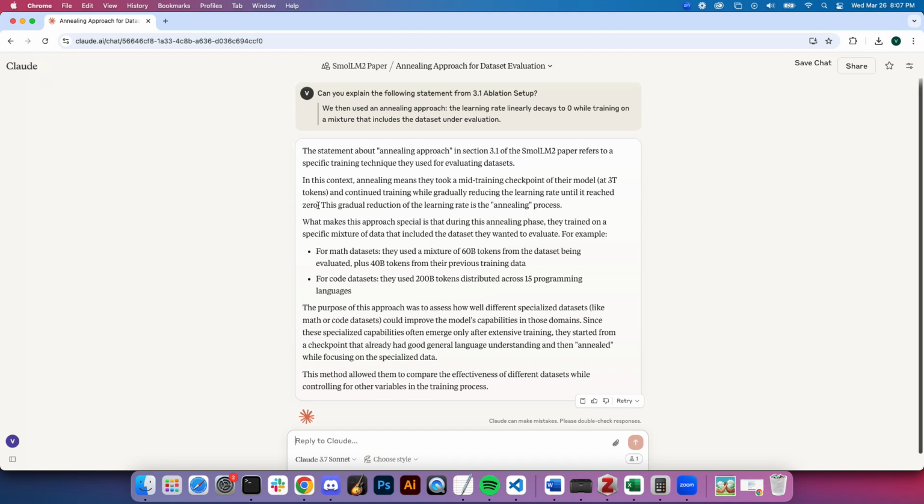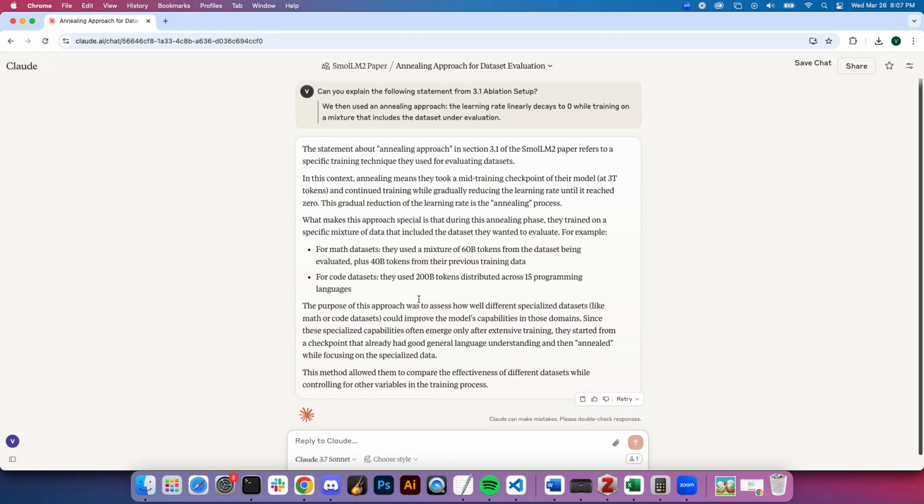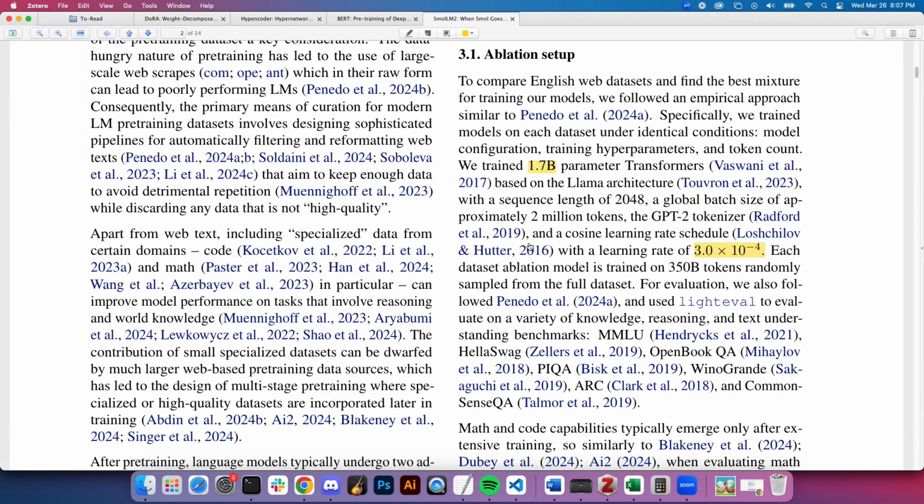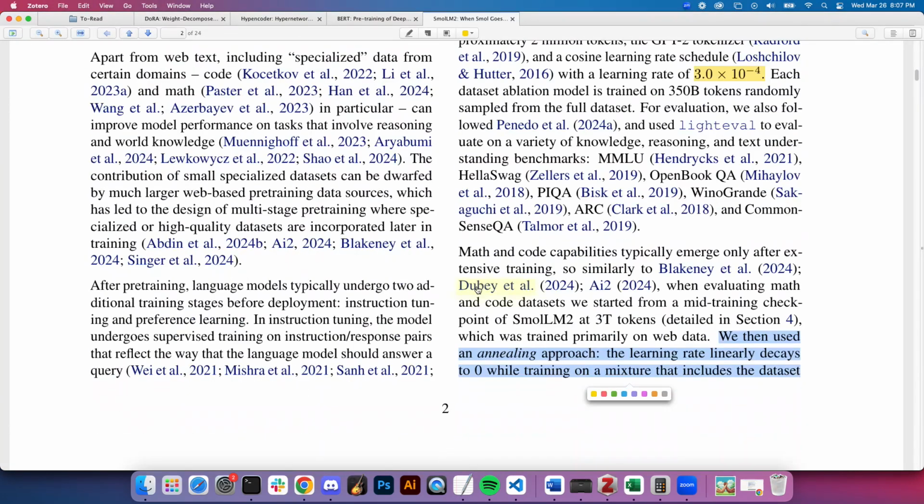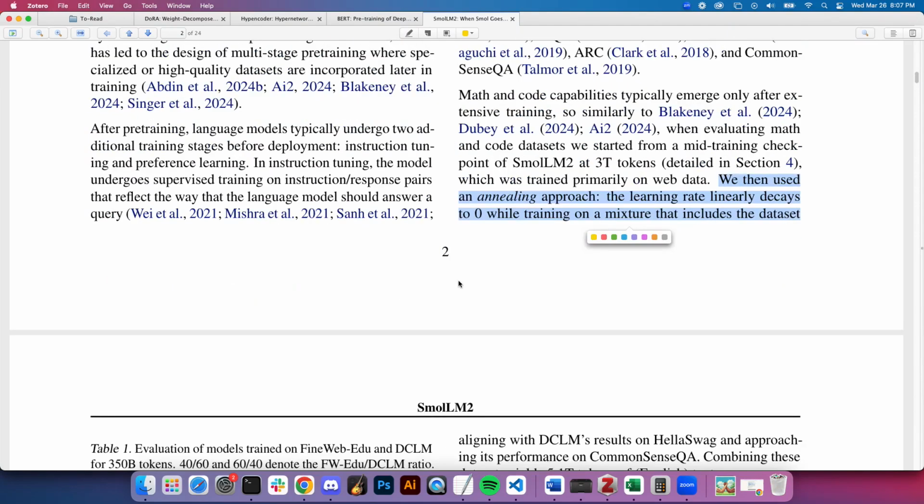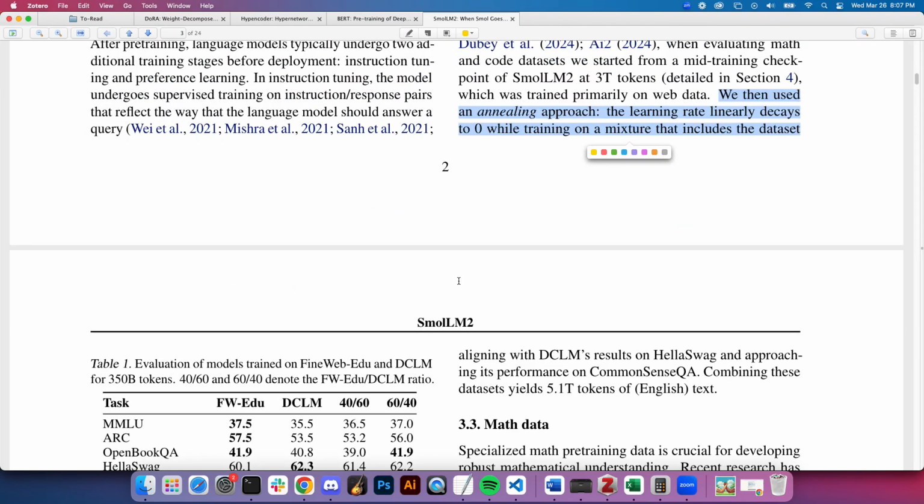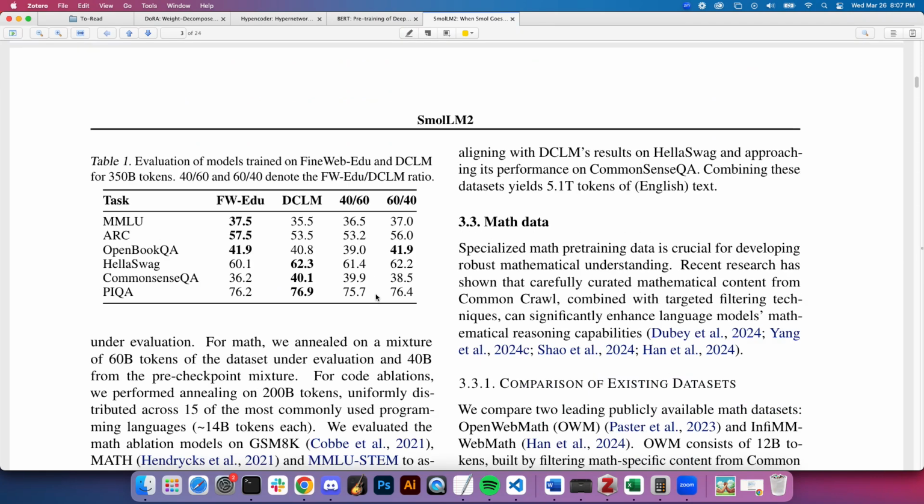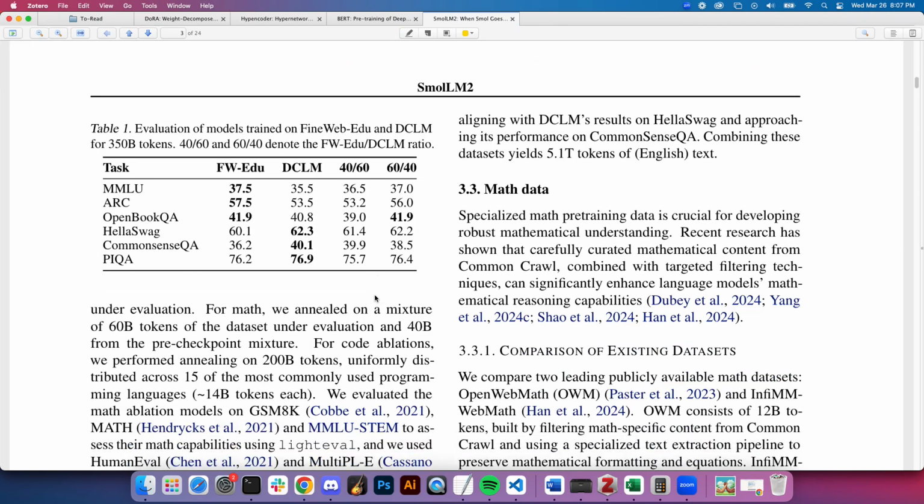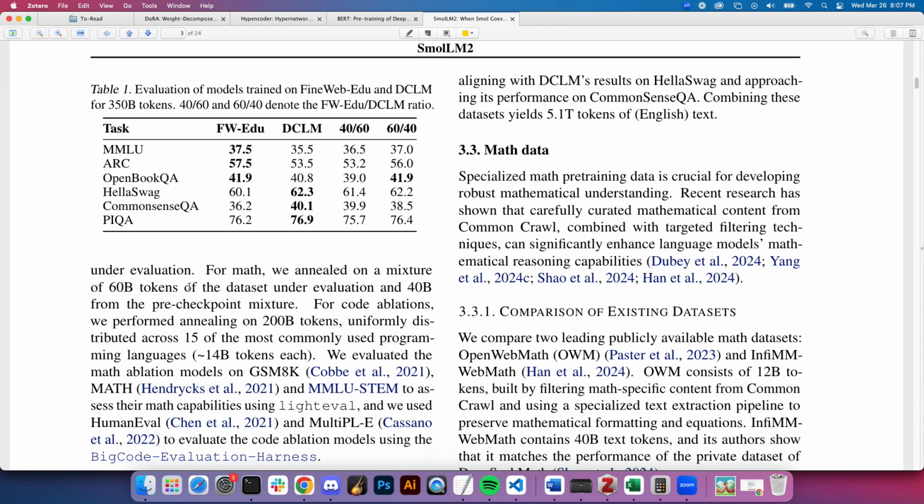We'll get into these other things, but yeah, so that's interesting. I don't quite understand why you would go to 0. I guess that's like stopping training so it evaluates. For math, we annealed on a mixture of 60 billion tokens of the dataset under evaluation and 40 billion from the pre-checkpoint mixture.